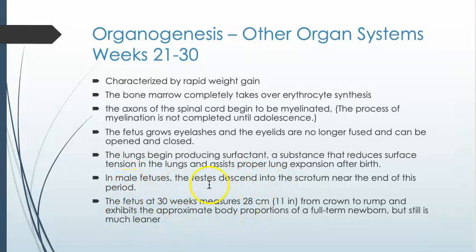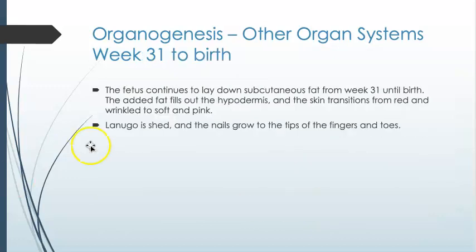And then, it's basically at the size it's going to be. You don't have to memorize any of these numbers. But basically it's just a little bit skinnier, but usually at the length that it's going to be at birth. And then at week 31, anytime to birth, basically the fetus is laying down more and more subcutaneous fat. The skin is going to transition from sort of a red appearance to soft and wrinkly and pink. Again, that lanugo hair is going to be shed, and then the nails kind of grow to the tips of the fingers and the toes.